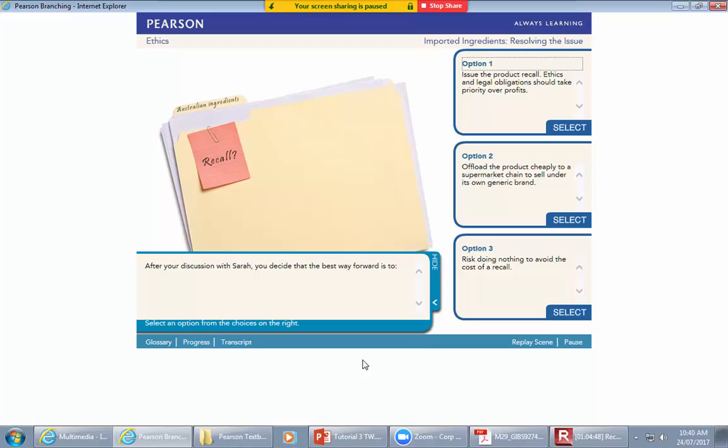Same pressure as before. You want to do the right thing, but the right thing means you have to spend a lot of money, and you don't even know whether there's a problem or not. So just like Volkswagen, if you recall, in recent times. So you go back and think, should I still issue the product recall, or offload this product cheaply to a supermarket chain, or risk doing nothing to avoid the cost of a recall? Not enough information, or not enough facts to make a decision.